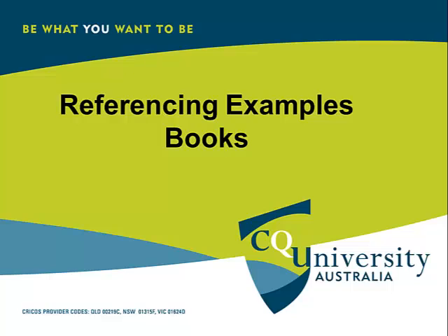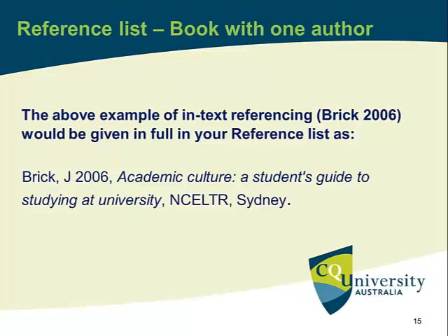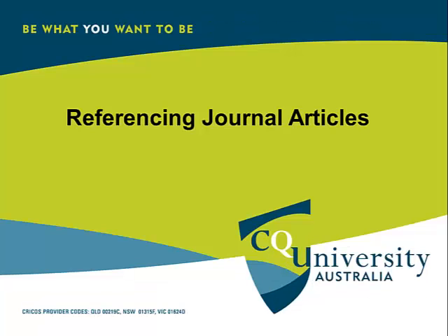Okay, a few examples of how to reference. You should know this, but again, surname, comma, initial, no comma, 2006, comma. Notice that the title is in italics and has what we call minimal capitalization. So it's got a capital A, the rest of the letters are not capitalized. Then we've got the publisher and the city of publication.